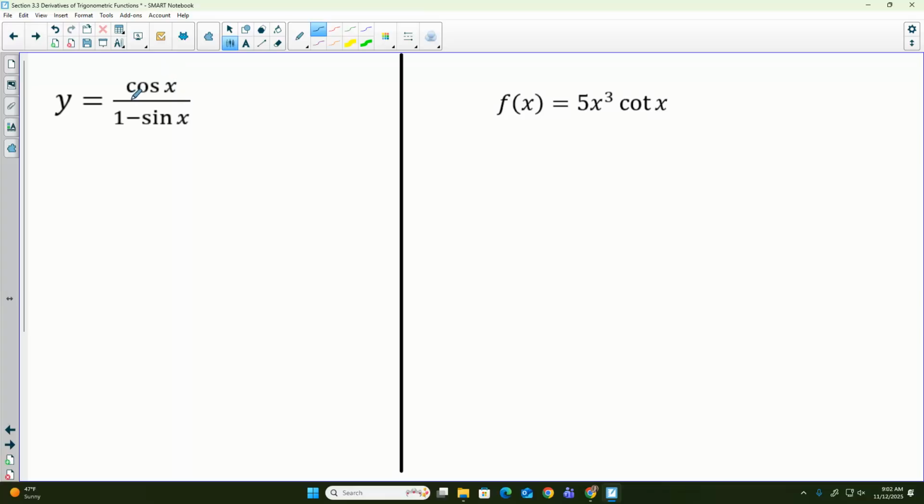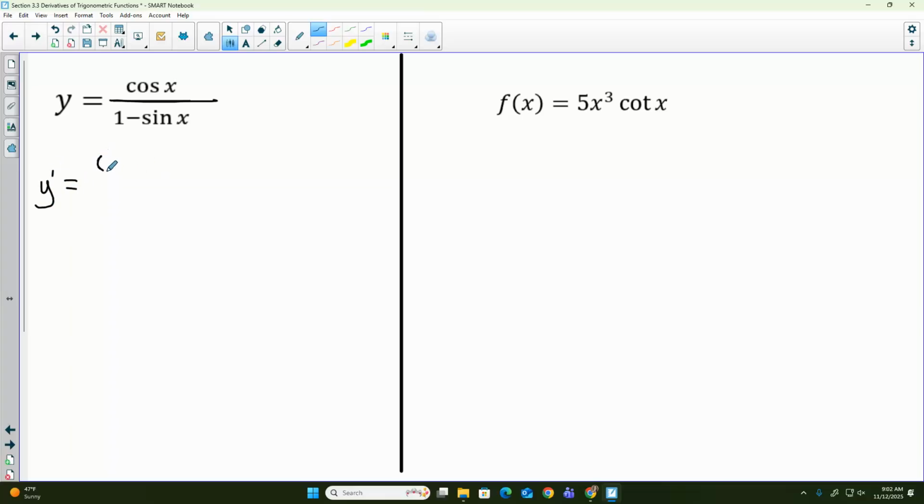Here, I have cosine x over 1 minus sine x. So I have an x on both top and bottom. What would I have to do to get the derivative? Would you separate it first? I wouldn't separate it. We have 2 things being divided. Oh, the quotient. Quotient rule.